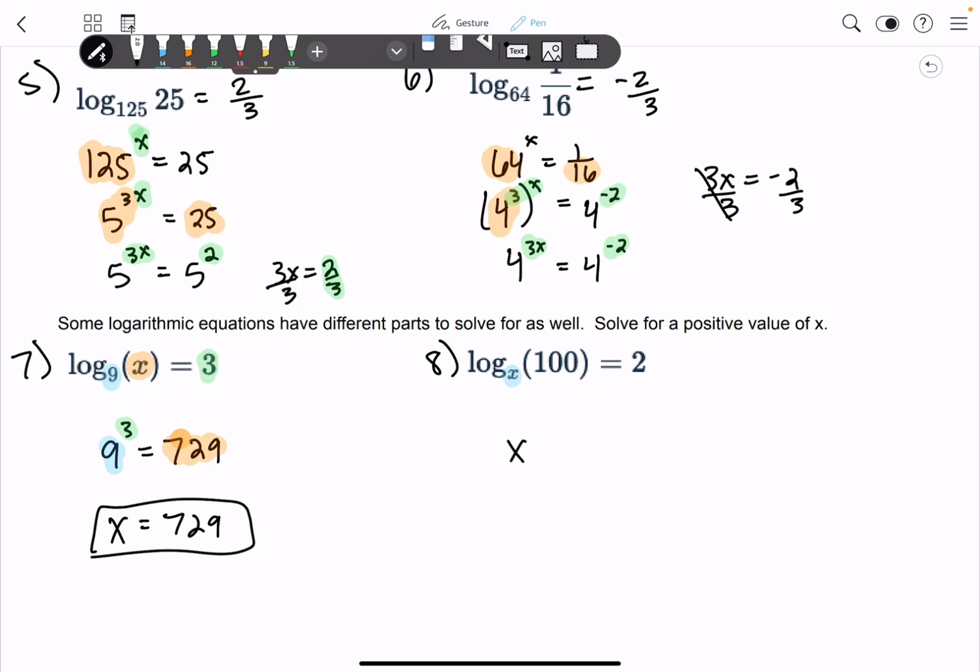And then in the next one, the base is what we're solving for. So x raised to 2, remember logs are equal to exponents, equals 100, because that's what we're taking the log of. So in this case, 10 squared would equal 100. So x equals 10.